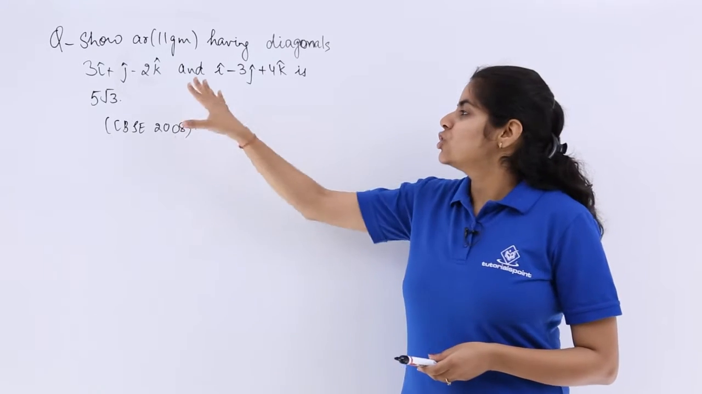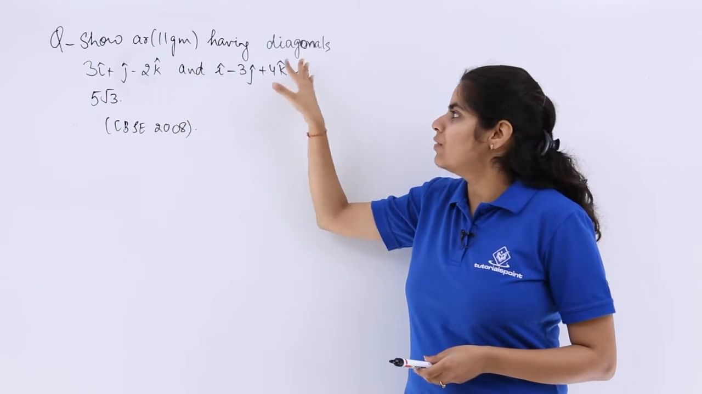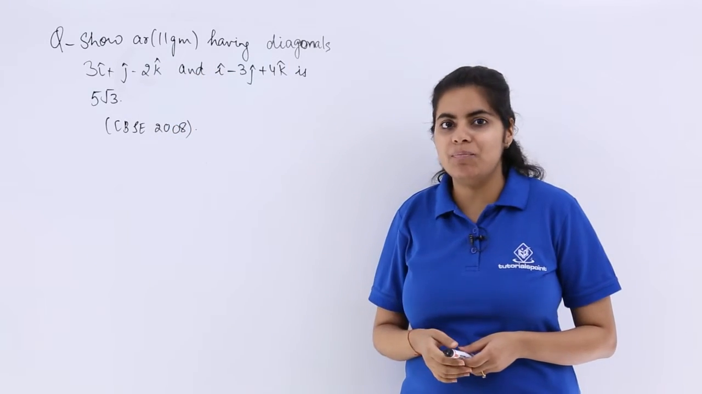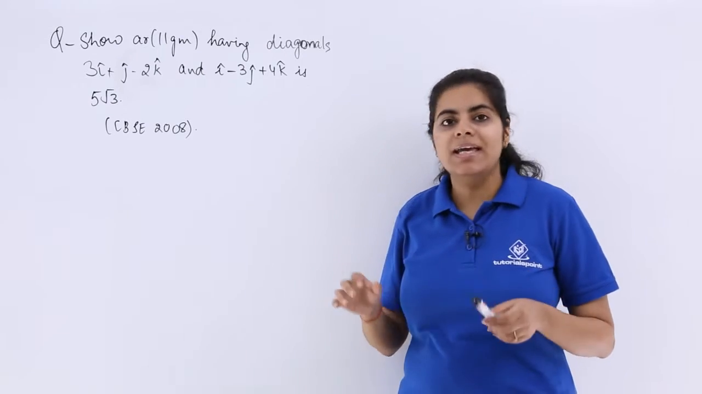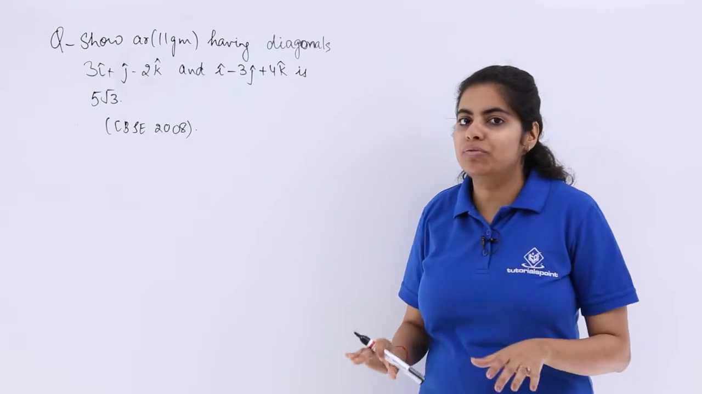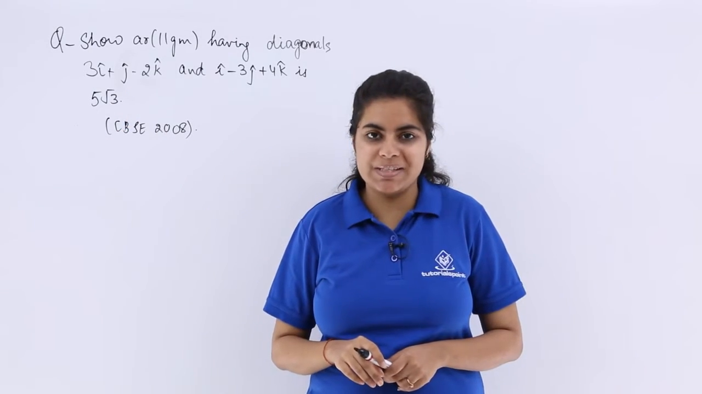The question says, show that the area of the parallelogram, I have written it in short for you, having the diagonals 3i cap plus j cap minus 2k cap and i cap minus 3j cap plus 4k cap is 5 root 3. So, you have to find out the area, and that area should be equal to 5 root 3 square units.